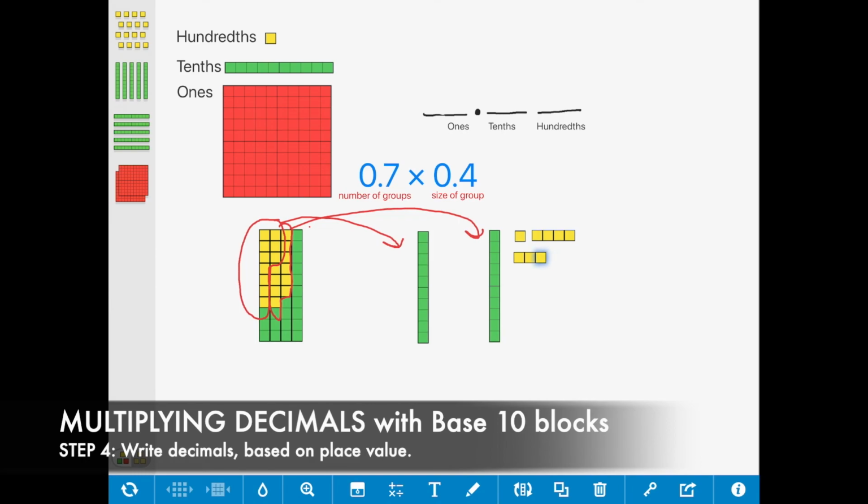So taking a look at my new model, I notice that I have 8 yellow squares, which represents 8 hundredths. I notice 2 rods, which represents 2/10. And I notice I have 0 flats, which represents 0 ones. So the product of the expression 7/10 times 4/10 is equal to 0.28. And that is how you multiply decimals less than 1 with base 10 blocks.